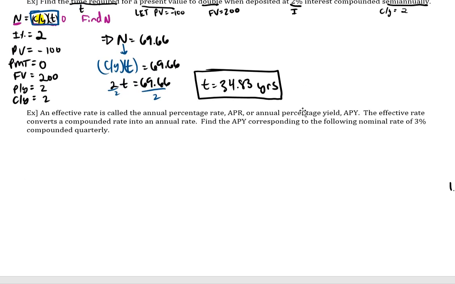All right, and now let's see one other problem here. An effective rate is called the annual percentage rate, an APR, or an annual percentage yield, APY. The effective rate converts a compounded rate into an annual rate. Find the APY, or the effective rate or the APR, so they're all the same thing. Find the annual percentage yield corresponding to the following nominal rates of 3% compounded quarterly. So the nominal rate is saying that's your compounded rate.